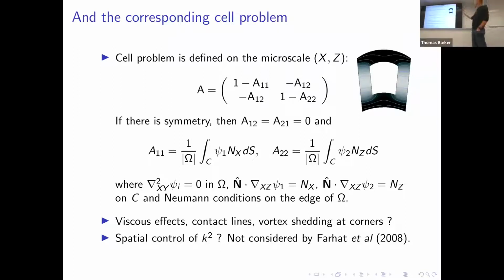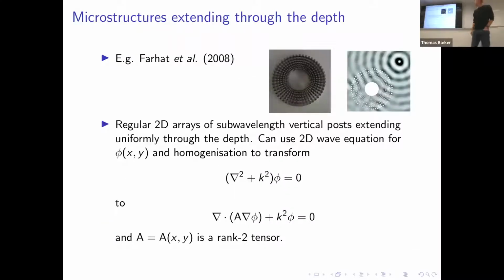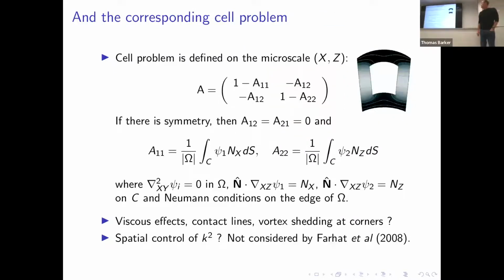I don't really want to go into a description of this, but this is a microscale problem you need to be able to solve in order to determine what these coefficients should be in this tensor. But you can make these spatially varying by changing the size of this vertical post. And that's what you see in the experiments and the simulations that they did. Okay, so there are spatially varying sizes of posts as you go from the inside of the ring to the outside of the ring. So this was their attempt at producing a cloak.